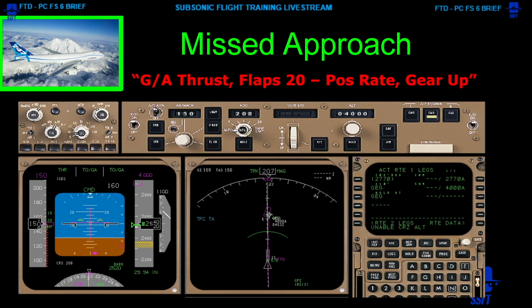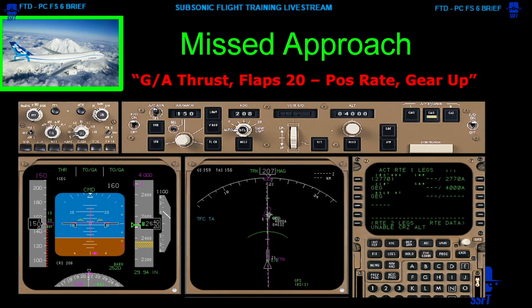The left TOGA switch would be for the captain when he's got his right hand on the thrust levers. His right index finger can push the left switch. For the first officer, it would be the right TOGA switch, which would be the FO's left hand and his left index finger pushing the right TOGA switch. Either TOGA switch will activate the go-around, or both, but we generally don't want to push both. You push one or the other.